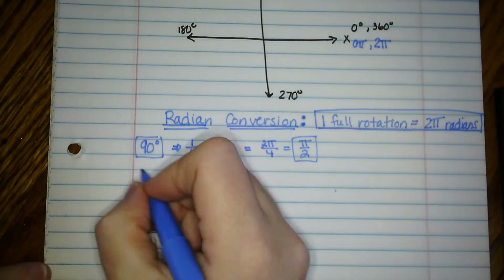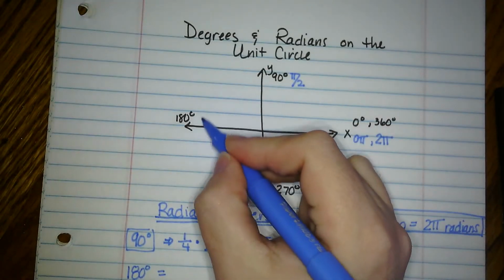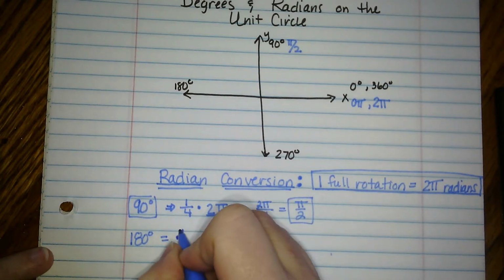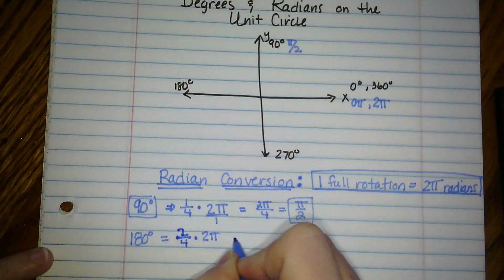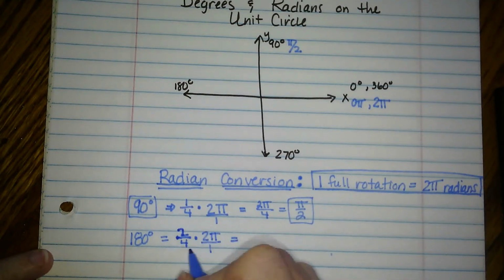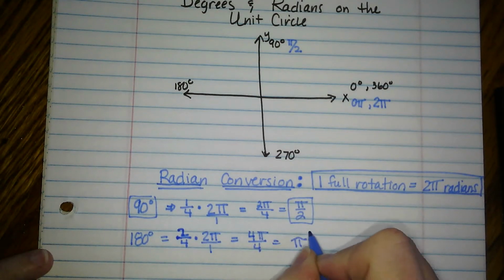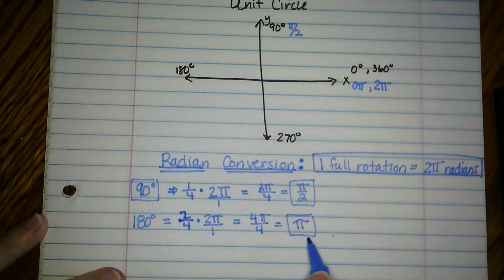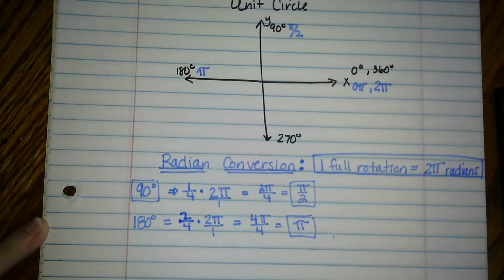The next one I want to do is 180. 180 represents 2/4, or 1/2 of a rotation. In which case I'd put this over 1, and this would be 4 pi over 4, which reduces to just pi. So this is worth 1 pi. You could also have done 1/2 of 2 pi, which is 1 pi. This one is pi radians.